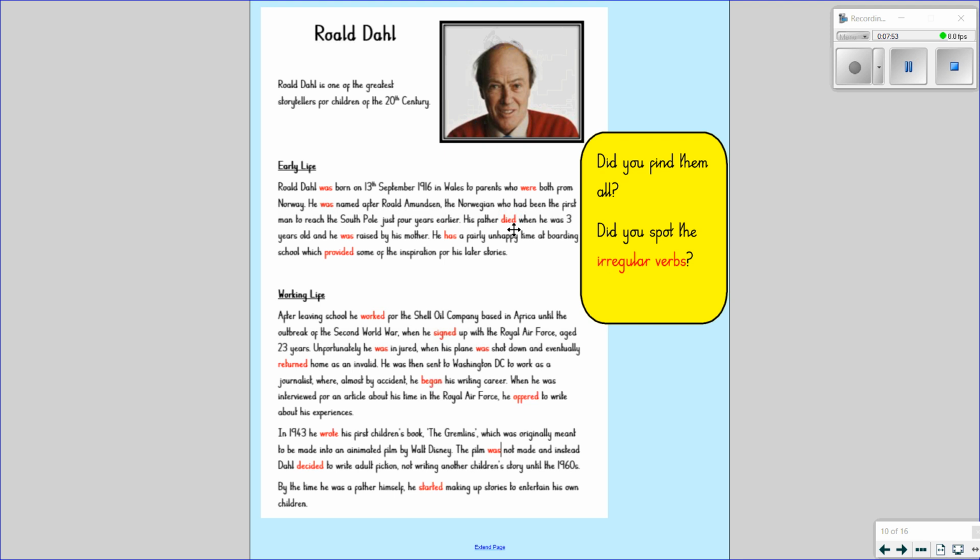Sometimes you add, well, just a D in this case, rather than an ED. ED, ED, ED. Began, that's irregular, so begins to began. Changing this one, writes to wrote. Was, decided, started. So a mixture there of adding ED and irregular verbs.